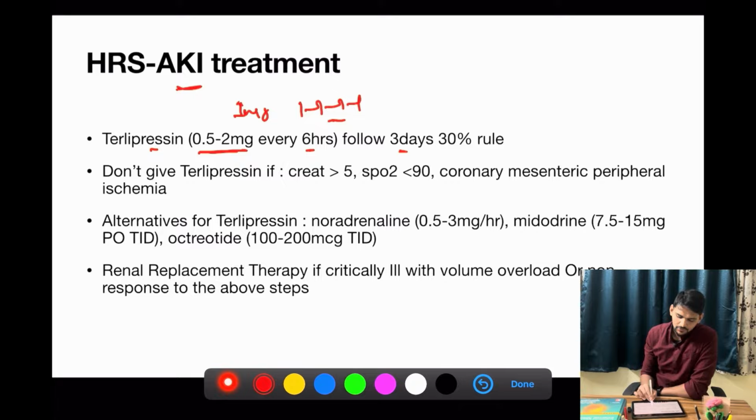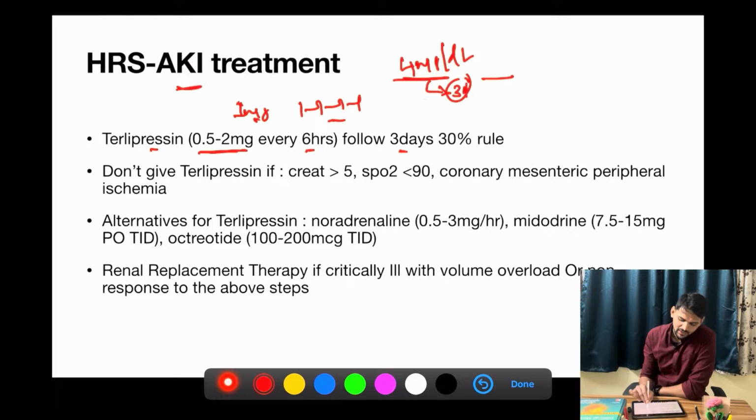So after 3 days, we have to analyze how is the resolution of AKI, that is HRS AKI. For example, in our patient, the creatinine is, suppose, 4 mg per deciliter, just for an example. So we have considered HRS AKI and the creatinine is 4 mg. We have started on 1 mg of terlipressin 4 times. So we are giving the same thing for 3 days.